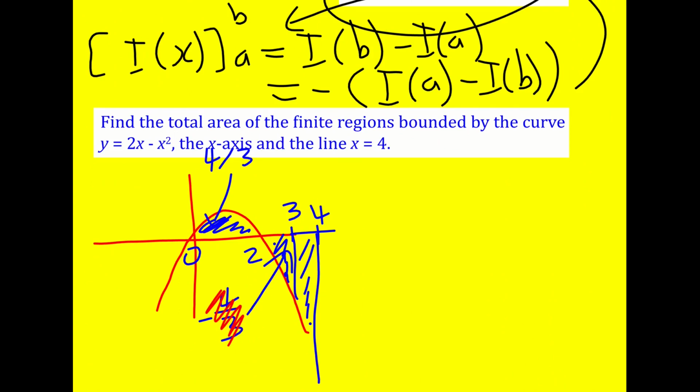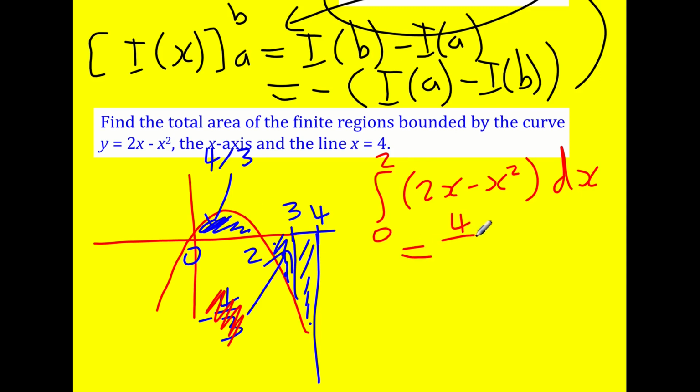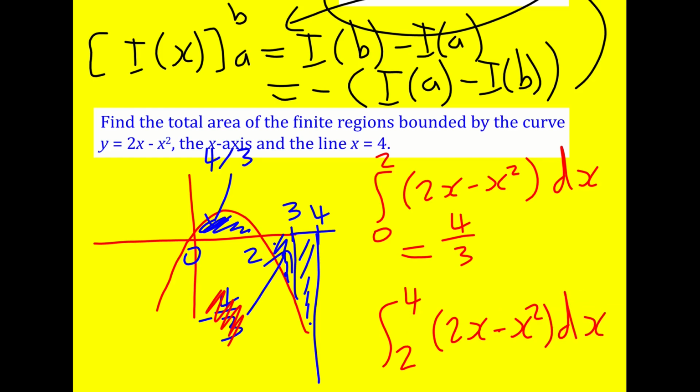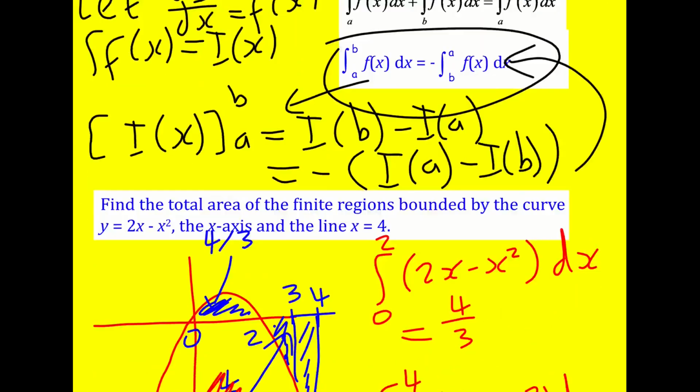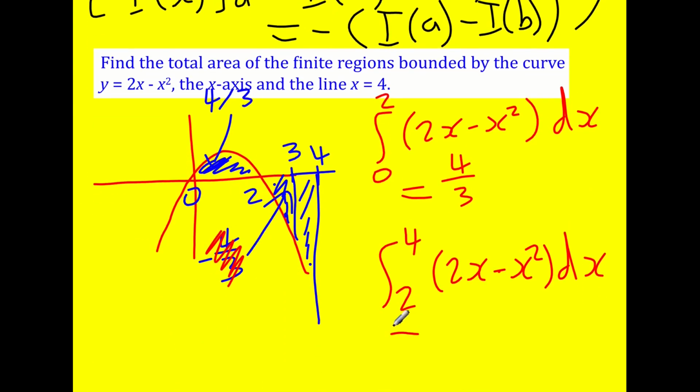So what I'm going to need to do is the integral of 2x minus x squared dx between 2 and 0. That's going to give me my positive area here, and that's going to equal 4 over 3. What I'm then going to have to do separately is the integral from 2 to 4 of this same function. And again, you worked out that one in the starter. That was equal to minus 20 over 3.